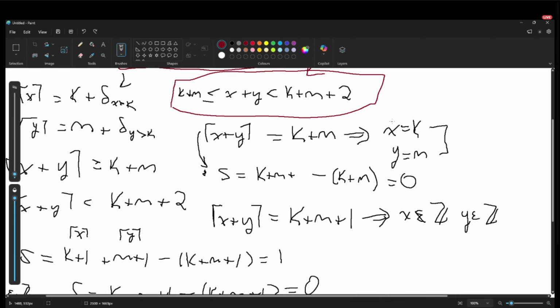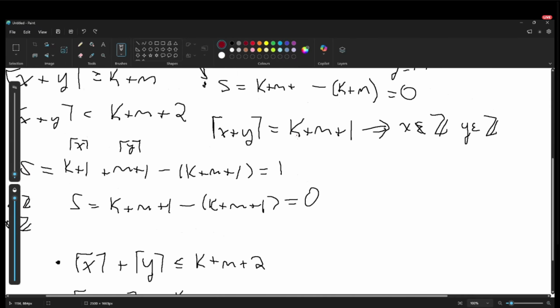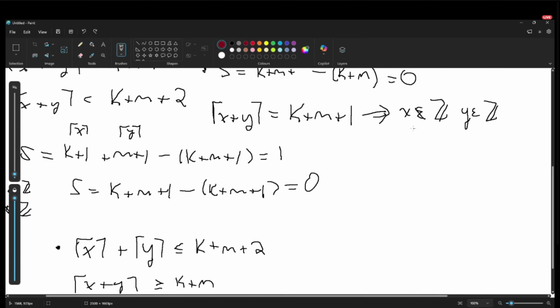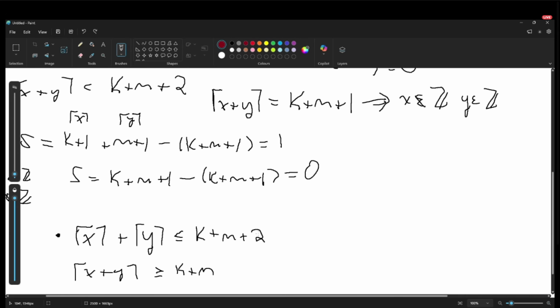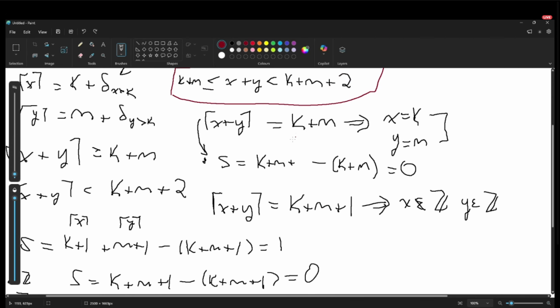Otherwise, by the definition of ceiling, this should have been rounded up to k plus 1, or this should have been rounded up to m plus 1. Therefore, this case is easy. Now for the other case, one of them has to not be an integer. So you can do kind of two proofs based on what you could say here.